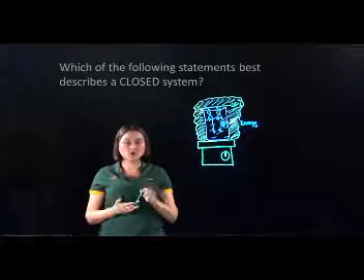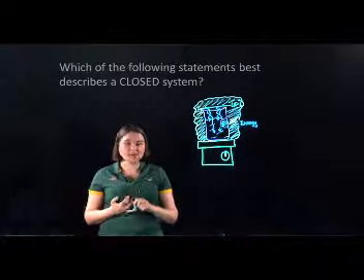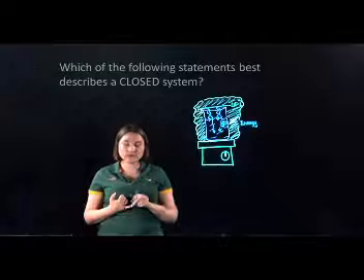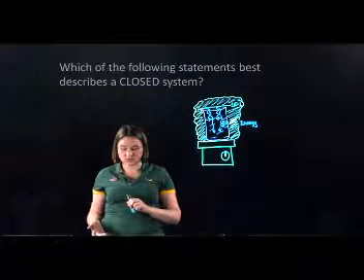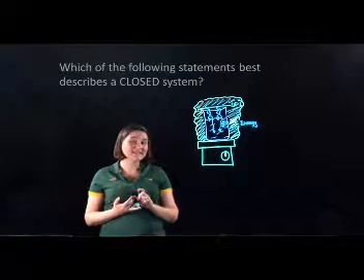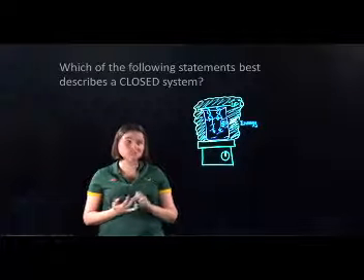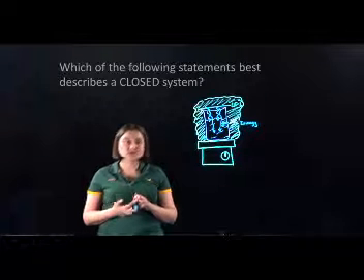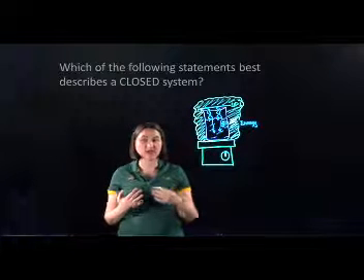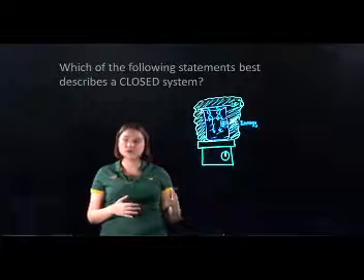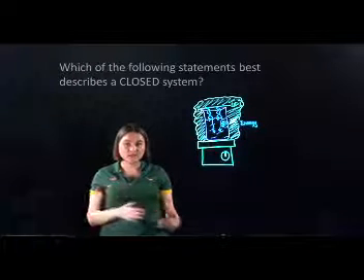So in an open system, both matter and energy can be transferred between the system and the surroundings. In a closed system, which is what this question was talking about, only heat or energy can be transferred between the system and the surroundings. And in an isolated system, nothing is transferred. So neither matter nor energy are transferred between the system and the surroundings.